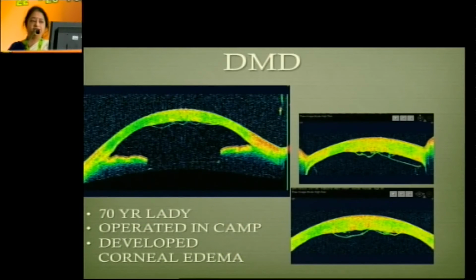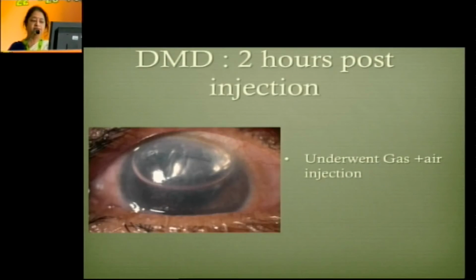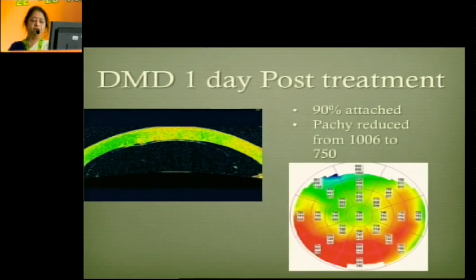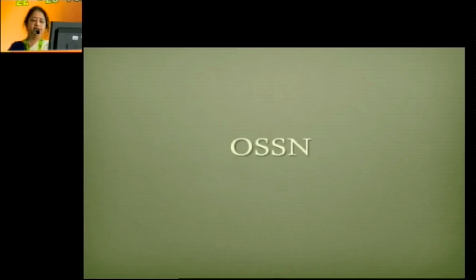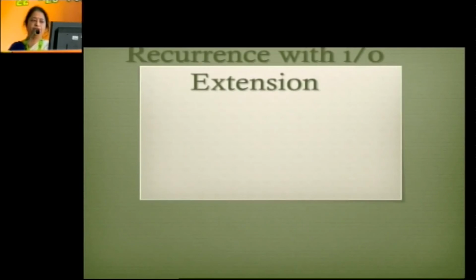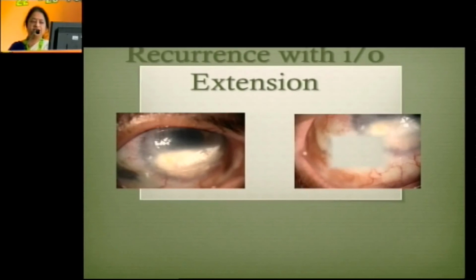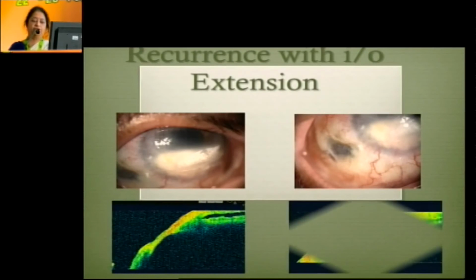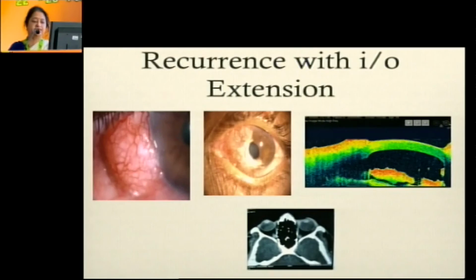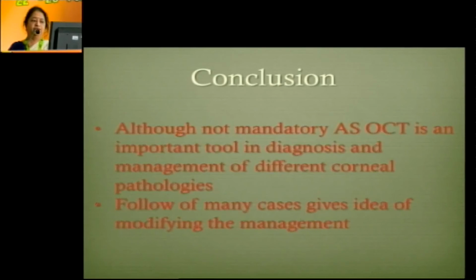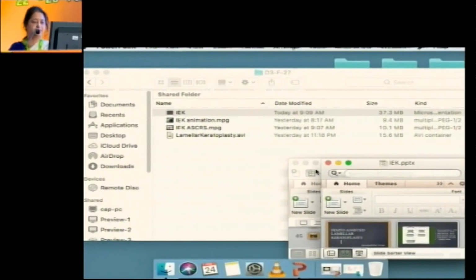And the most important indication is DMD. If you see it here, this is the DMD, and this is the post injection. You see the air bubble which is attaching the Descemet's membrane, and this is the 1 month photograph. And then you have a number of indications like keratoconus in different stages, and OSSN, where you want to know the extension of the OSSN inside the anterior chamber. This is very helpful. So in conclusion, it is not a mandatory tool that is required, but it is very valuable if you have it available for all the anterior segment pathologies.